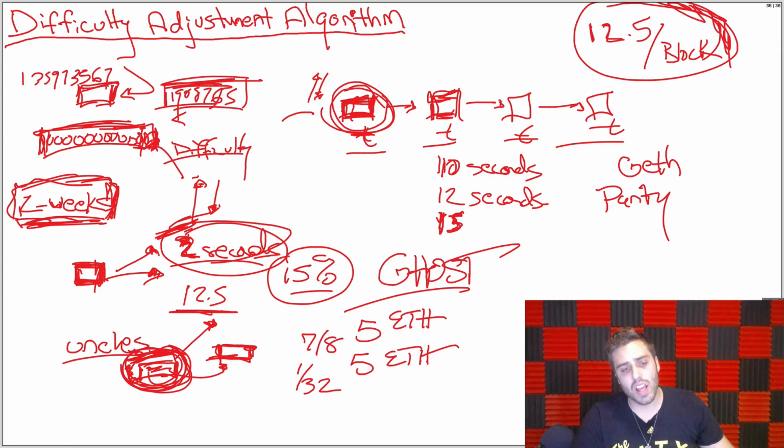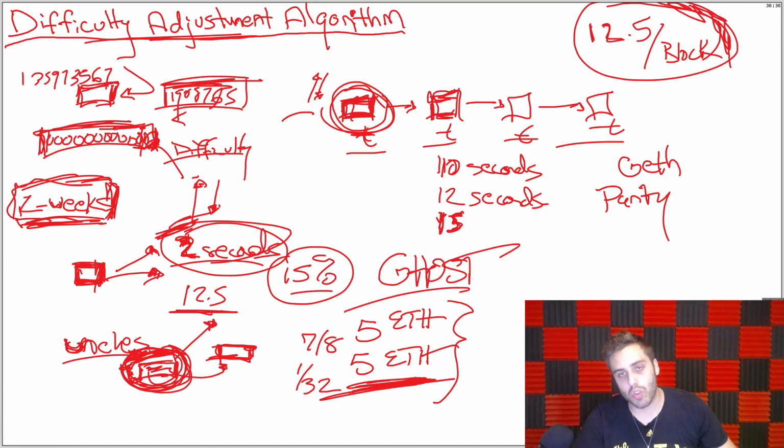But anyway, the whole point of what I'm getting at here is that the uncle blocks affect the disbursement of new ether, because there's new ether being generated for all of the uncle blocks. But as I said before, the difficulty adjustment algorithms that Geth and Parity are using are only taking into account the timestamps of the blocks. They're not actually taking into account the uncles.